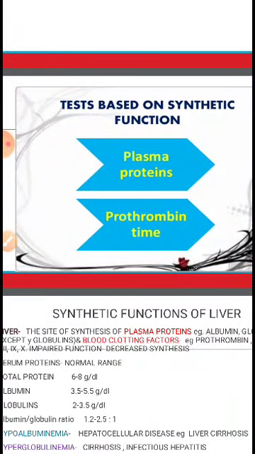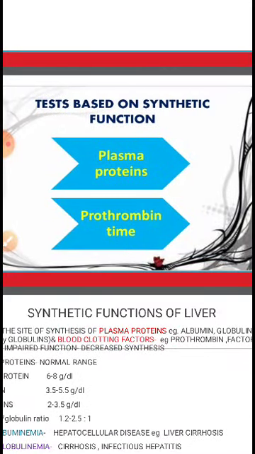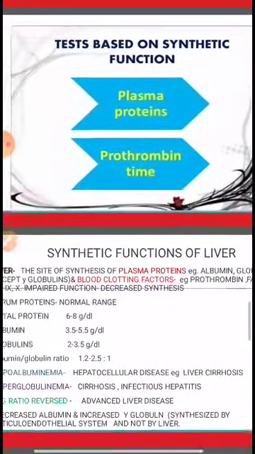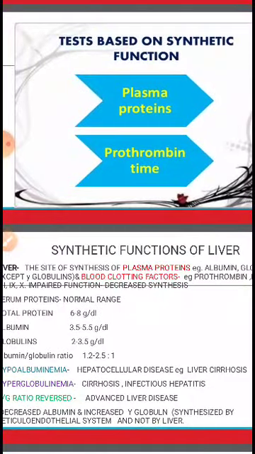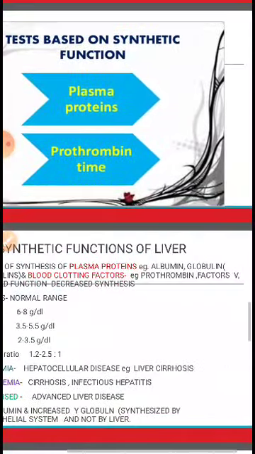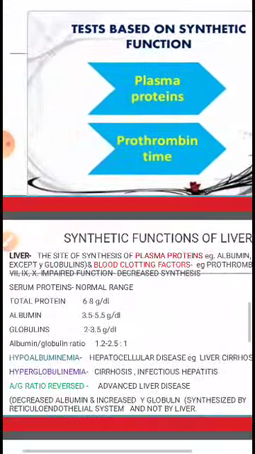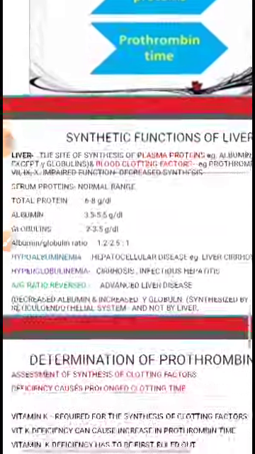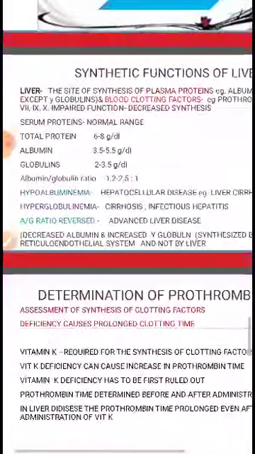Now, the next group of tests that we can use is to assess the synthetic function of the liver. The liver is the site of synthesis of plasma proteins like albumin and globulin, except gamma globulins, and the blood clotting factors like prothrombin, factors 5, 7, 9, and 10. The synthesis of these can be affected if there is any type of liver dysfunction.